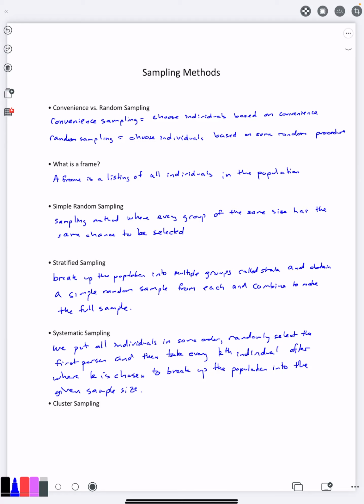So most scenarios that you deal with are not going to be truly simple random sampling. And that's just a fact of the matter. We can't really make that any better, but that's just how it is.